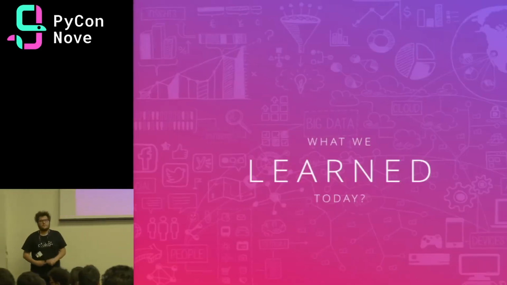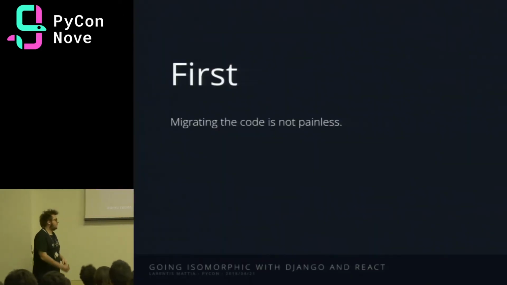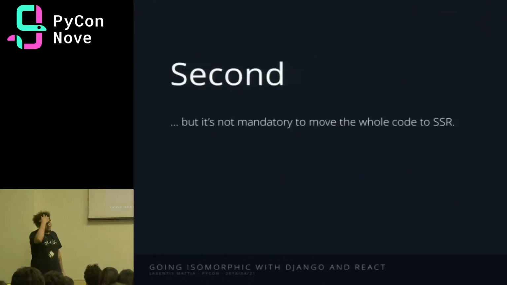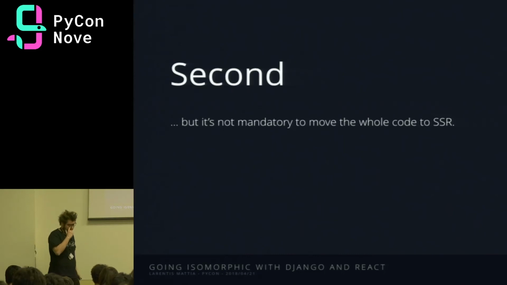So what we learned today. One, migrating the code is not painless. You have to write other code in order to use server-side rendering. But it's not mandatory to move the whole code. You can just say, OK, I don't want to migrate this page, I don't want to migrate that one. I just want to create a PDF using the components that I use in the front end, and that's it. We don't want to migrate the whole code. Actually, I don't want to.